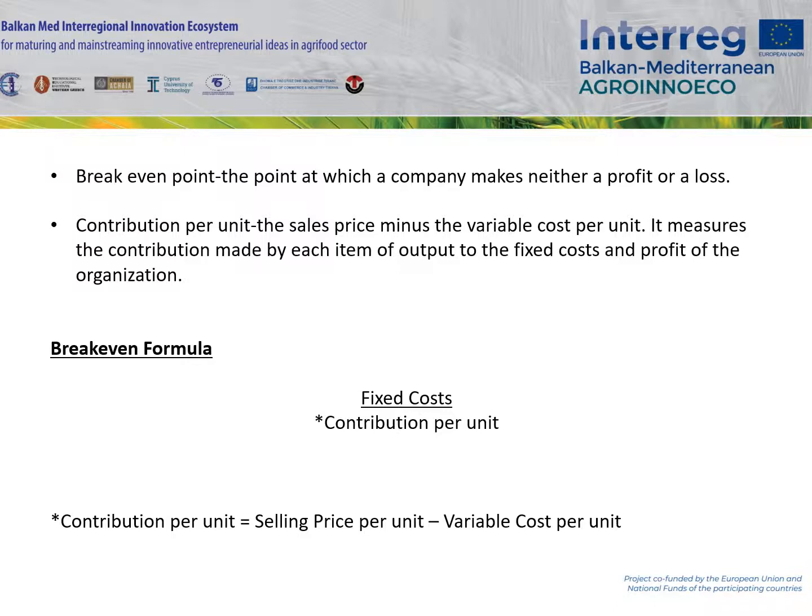Break-even point, the point at which a company makes neither profit nor loss. Contribution per unit, the sales price minus the variable cost per unit. Break-even formula: fixed cost divided by contribution per unit. Contribution per unit equals selling price per unit minus variable cost per unit.